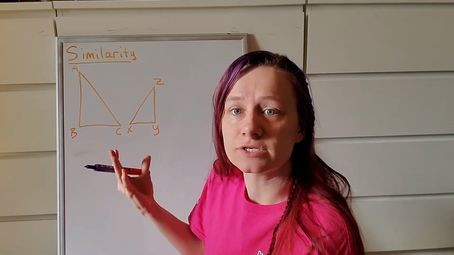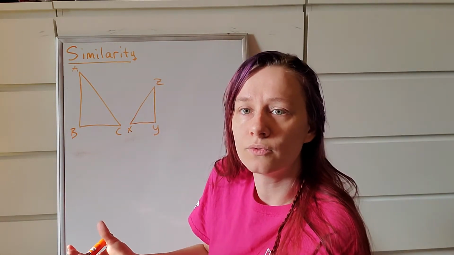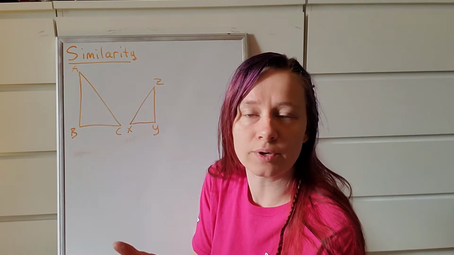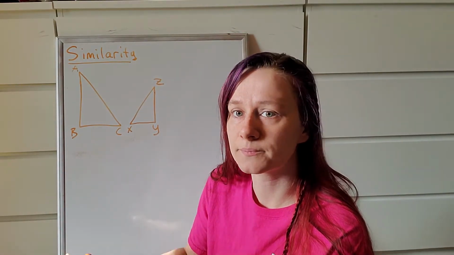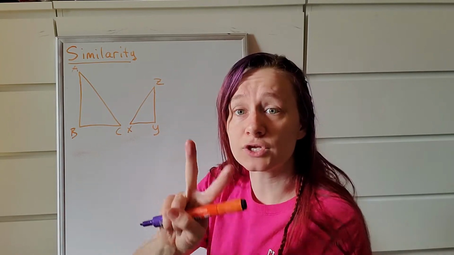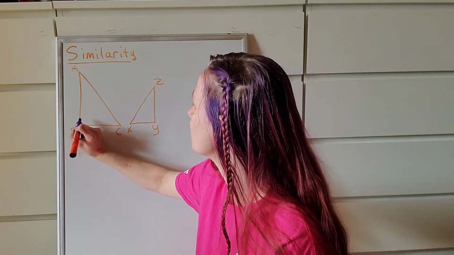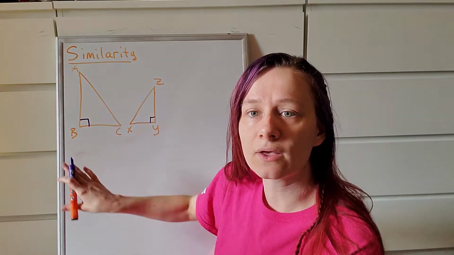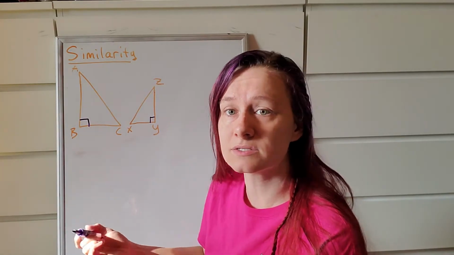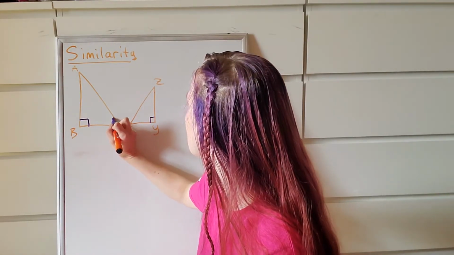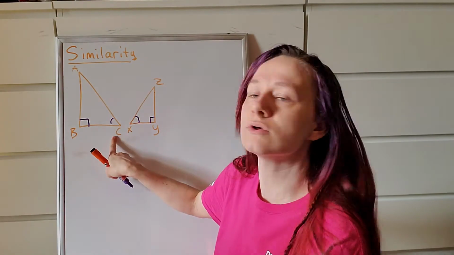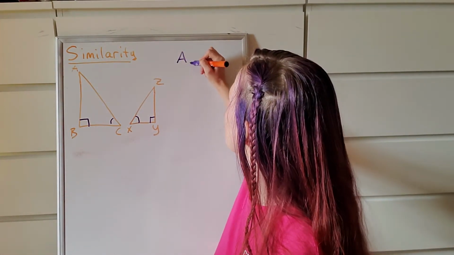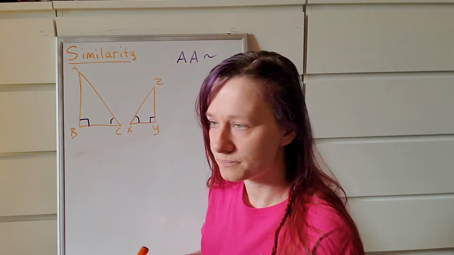To show that they're actually similar, I need to know that it's truly the same shape though. So there's 3 ways that we can prove that two triangles are similar. I can prove that 2 of the angles are the same. So if I'm given that, let's say this is a right angle and this is a right angle, so angle B and angle Y are congruent angles, and angle C and angle X are congruent angles, then I would have angle similarity.